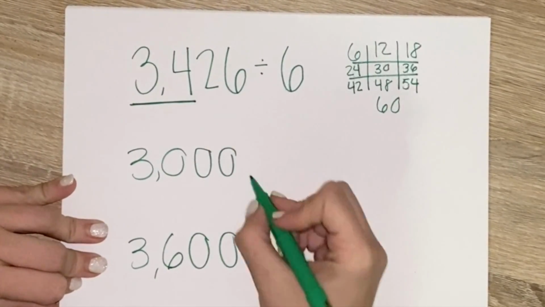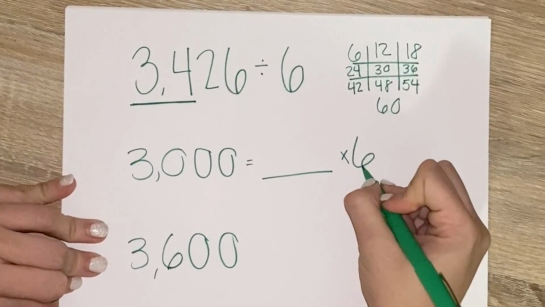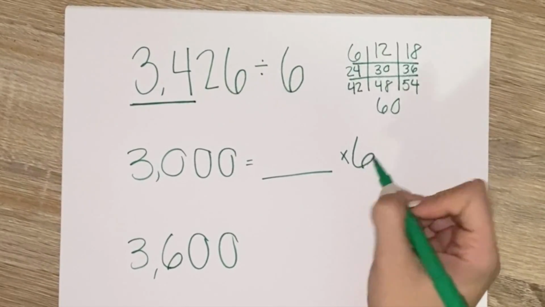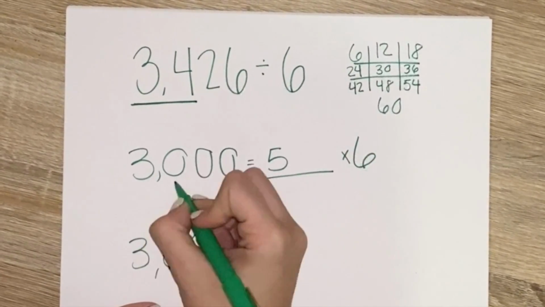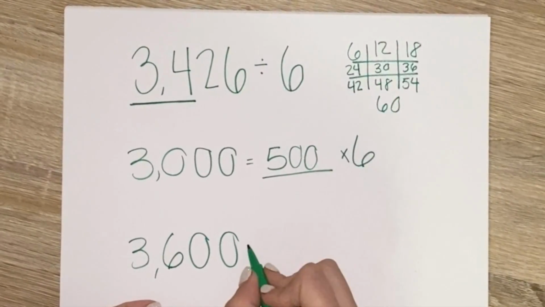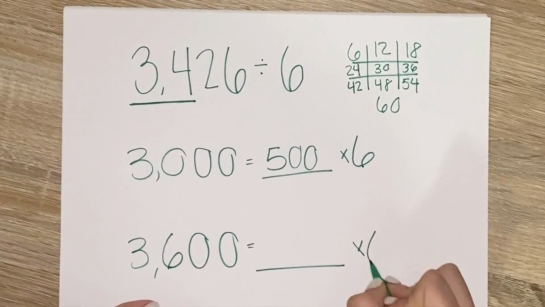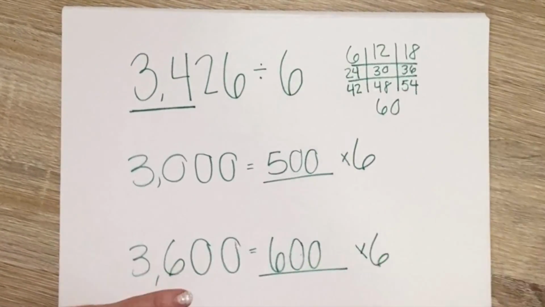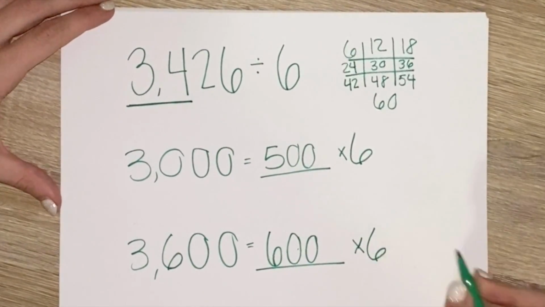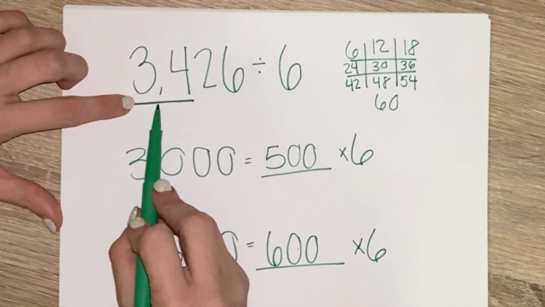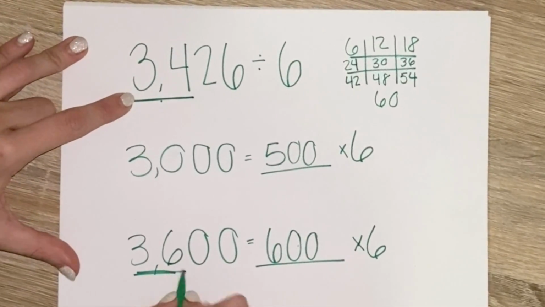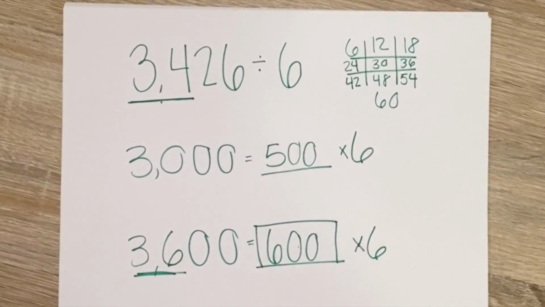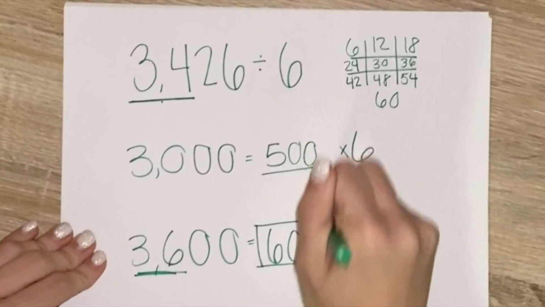Right? And now I can think, what times 6 is equal to 3,000? Well, I know 6 times 5 is equal to 30, and then I have 2 zeros. And then 6 times 6 is equal to 36, and then I add 2 zeros. And my last step, I know that 34 is closest to 36. So that means that my quotient will actually be closest to 600, but it will be somewhere in between 500 and 600.